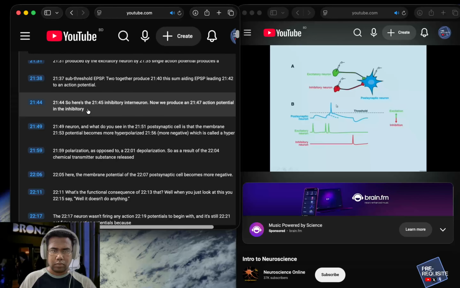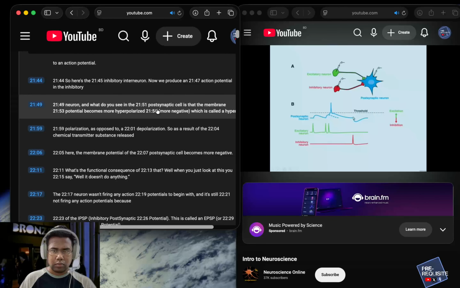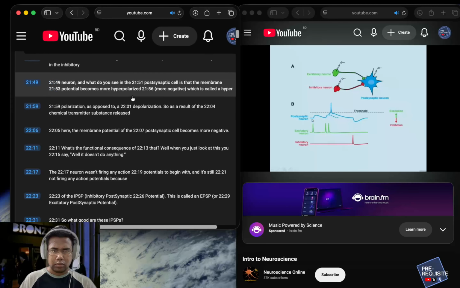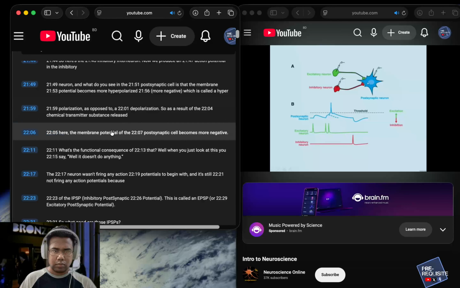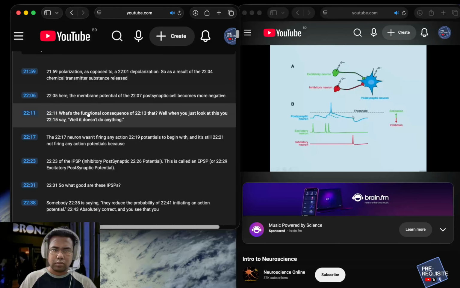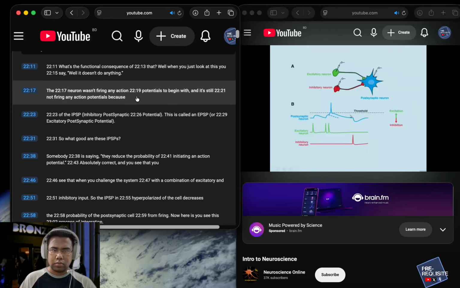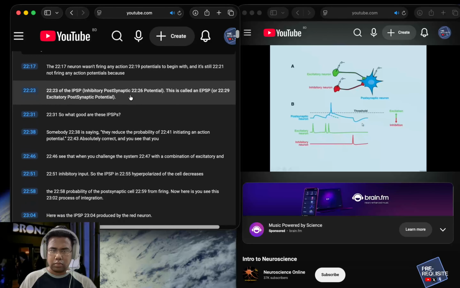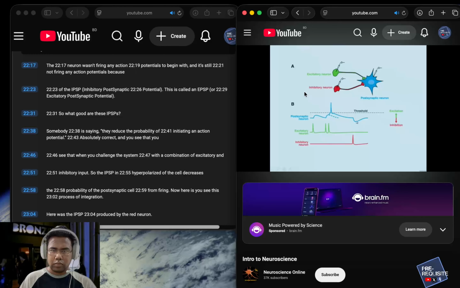Now we produce an action potential in the inhibitory neuron, and what you see in the postsynaptic cell is that the membrane potential becomes more hyperpolarized, more negative, which is called a hyperpolarization as opposed to a depolarization. So as a result of the chemical transmitter substance released here, the membrane potential of the postsynaptic cell becomes more negative. What's the functional consequence of that? Well, when you just look at this, you say, well, it doesn't do anything. The neuron wasn't firing any action potentials to begin with, and it's still not firing any action potentials because of the IPSP, inhibitory postsynaptic potential. This is called an EPSP, or excitatory postsynaptic potential. So what good are these IPSPs?